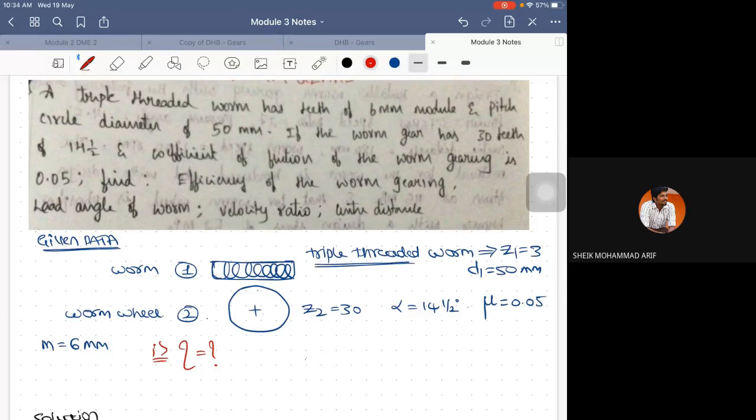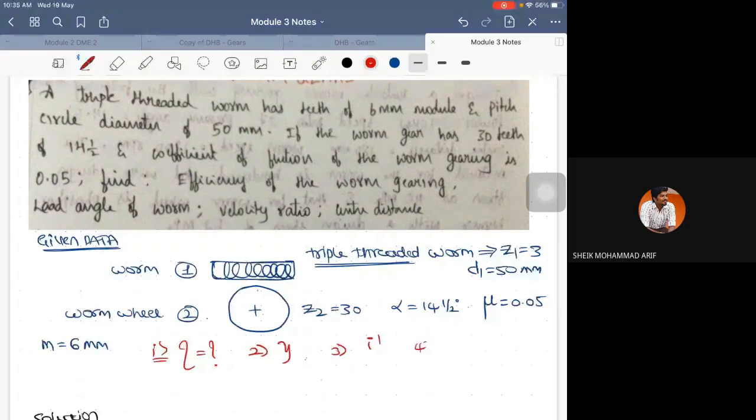Second, he has asked to calculate the lead angle, denoted by gamma. Third, you have to find the velocity ratio, which is I dash. In the worm concept you'll not use I but I dash, because it is not actually the velocity ratio; since one is a screw thread and the other is a gear, you'll be using I dash.